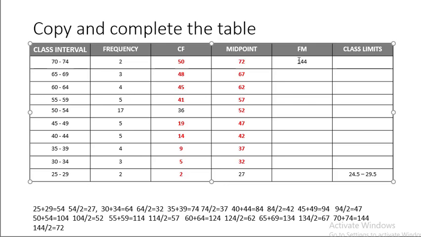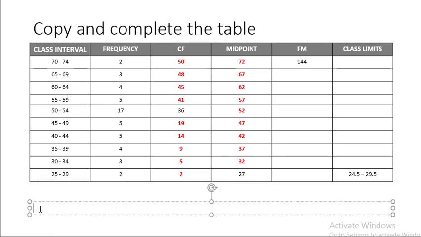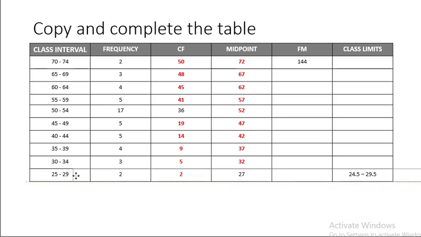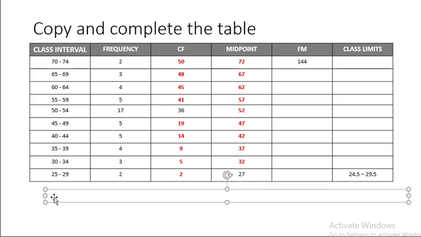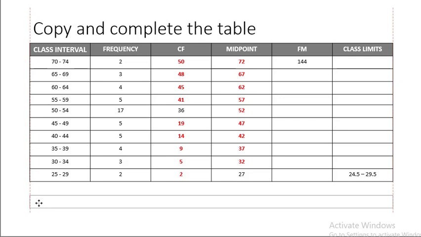So now we are going to move on to finding the FM. What does FM mean? FM means frequency times midpoint. So we'll find out the frequency times the midpoint. So I'll have to clear out this. Now, we're starting from what? We're starting from 25, right? We'll start from 25 to 29. So let's find the FM of 25 to 29 first, which means what? 27 times what? 2. So I'll write it in the box here.